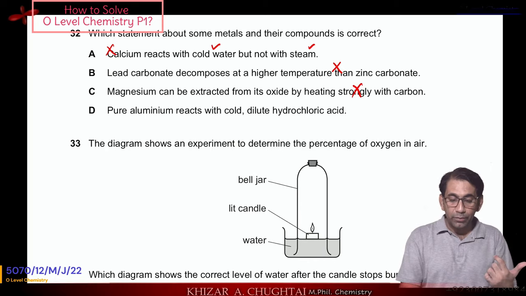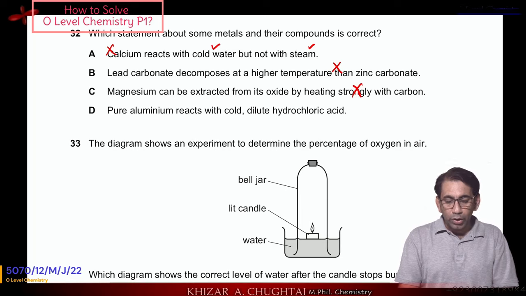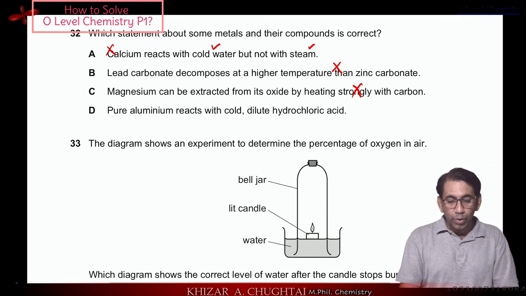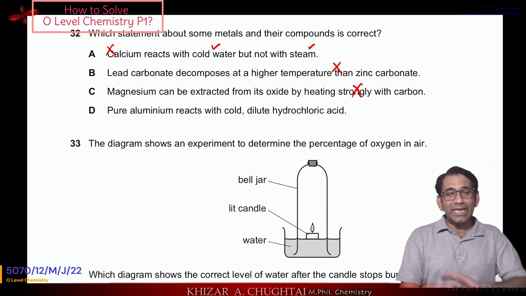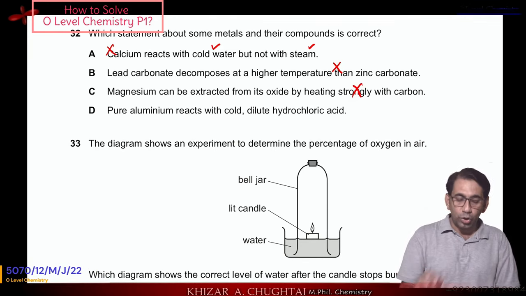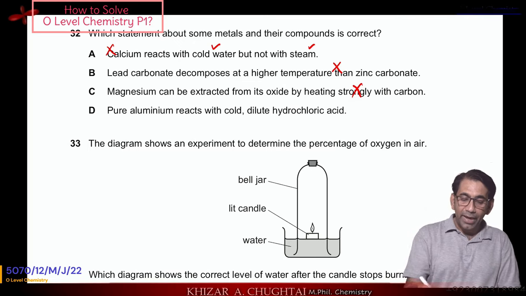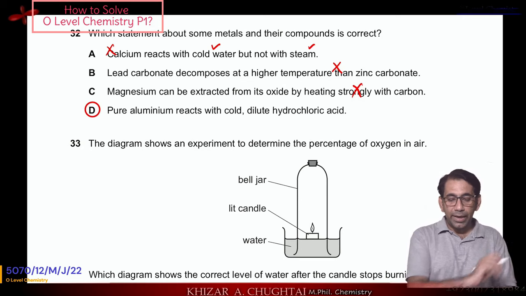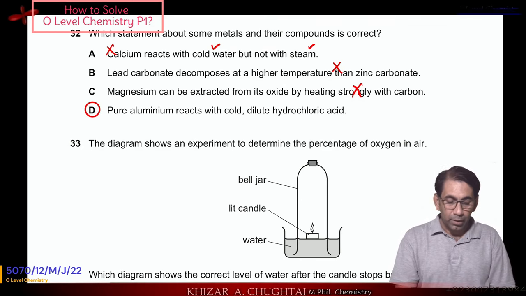The last one will be definitely the correct option. The pure aluminium reacts with the cold dilute hydrochloric acid. Yes, it is true. Pure aluminium, if it does not have any oxide coating, can react. D is the correct option.